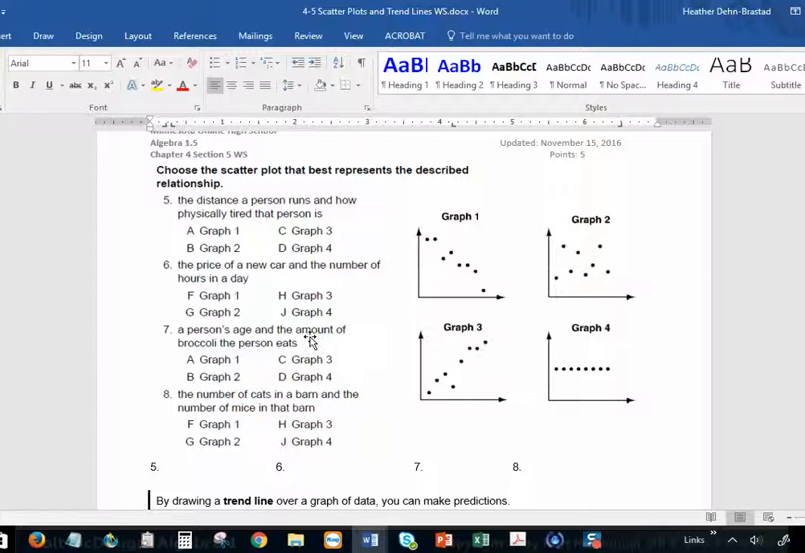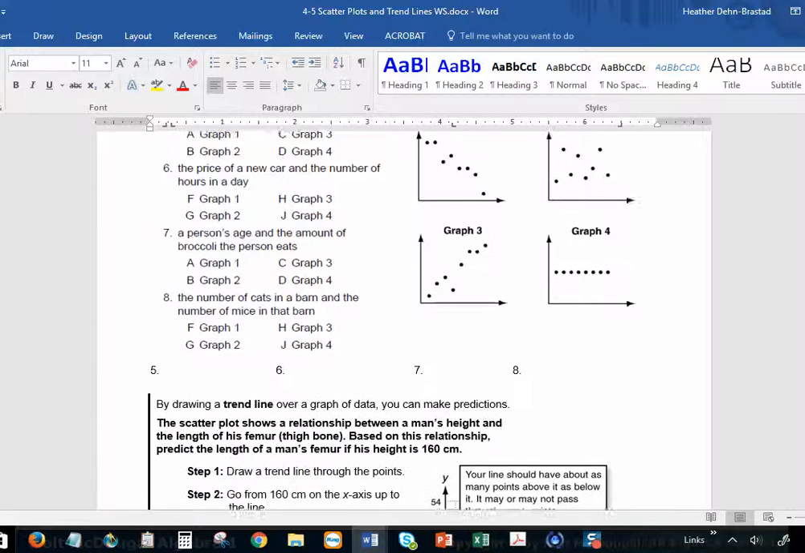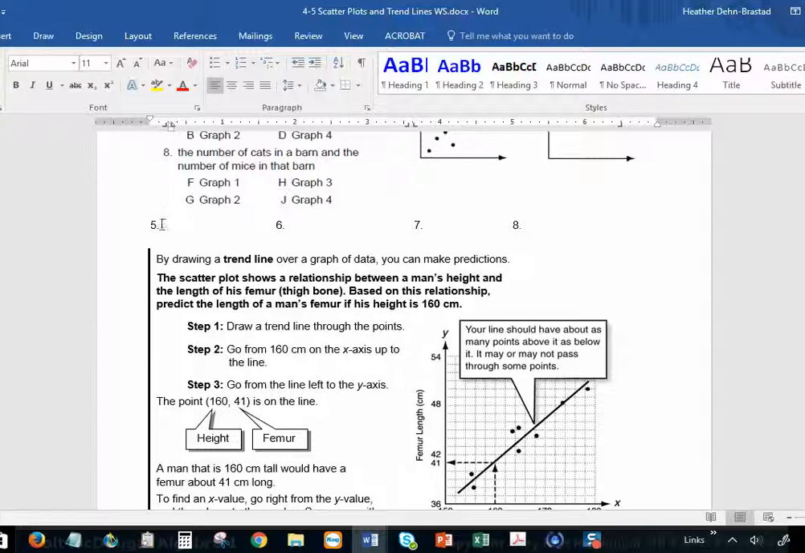These middle two, though, the price of a new car and the number of hours in a day. Oh, I get this one. There's always 24 hours in a day. So as the price of a car increases, it doesn't matter. There's always 24 hours in a day. That stays constant. And the broccoli and the person's age, that must be the no correlation one. All right, anyway, you can answer the letter of the graph down here.